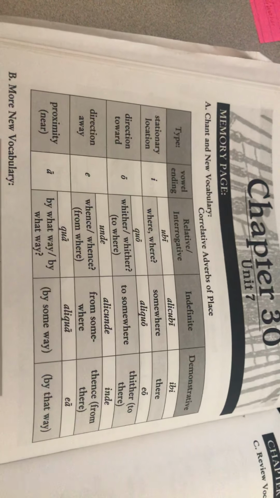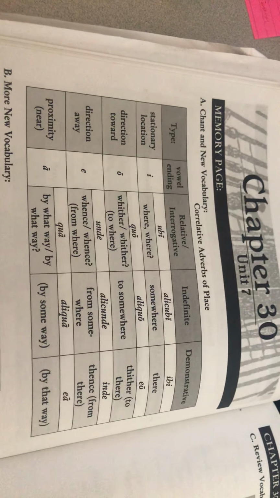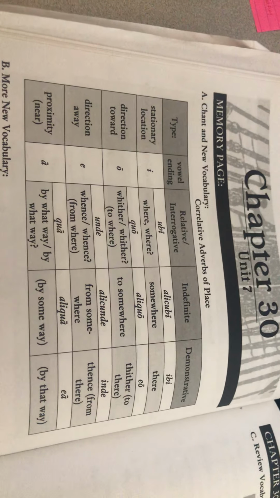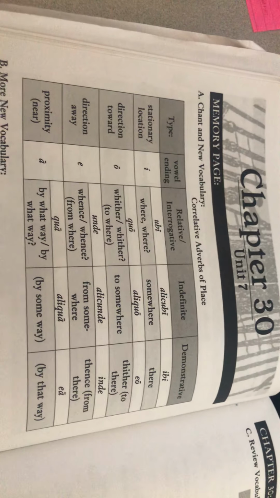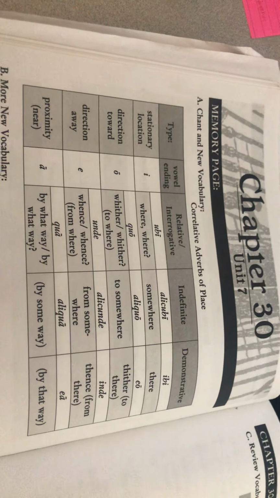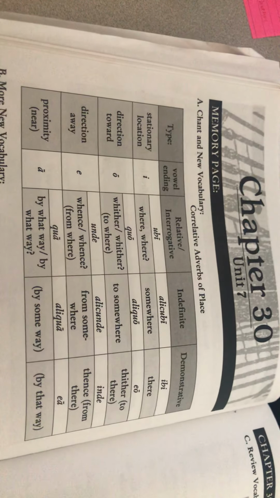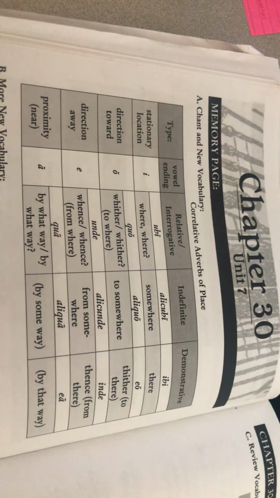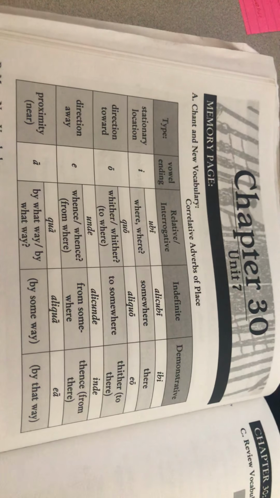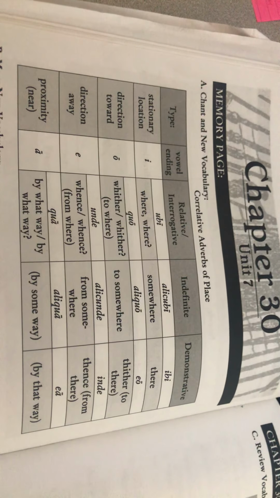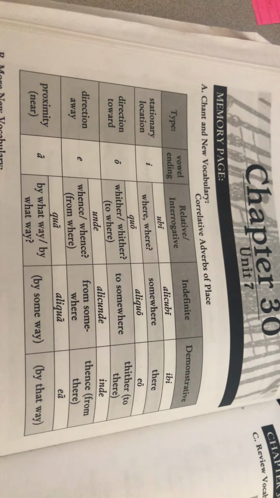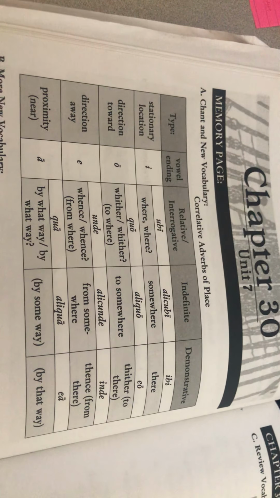You notice how it says type, vowel ending, relative, interrogative, indefinite, and demonstrative. So let's go with the stationary locations. The vowel ending is an I: ubi, aliquubi, and ibi. And that means where, somewhere, or there. That's stationary, not moving, right?